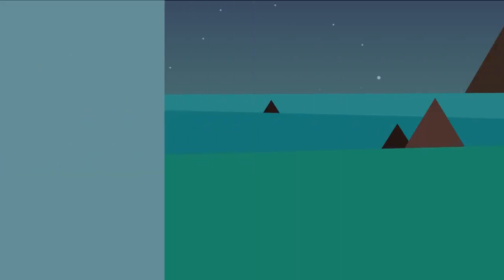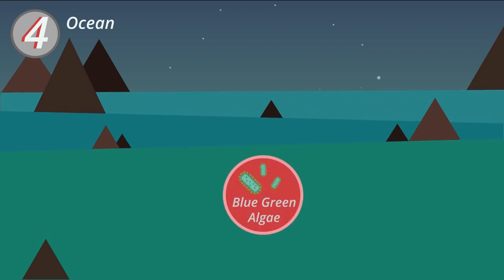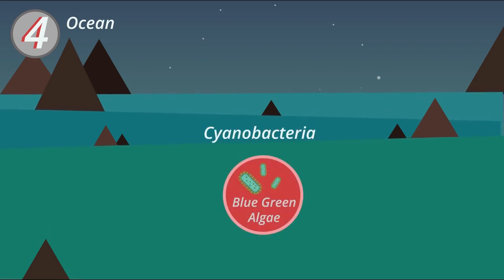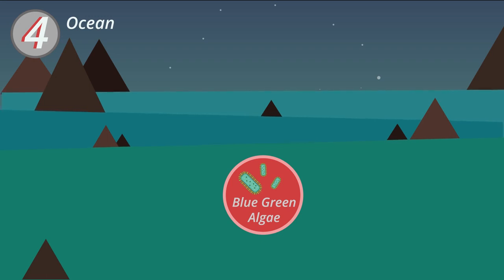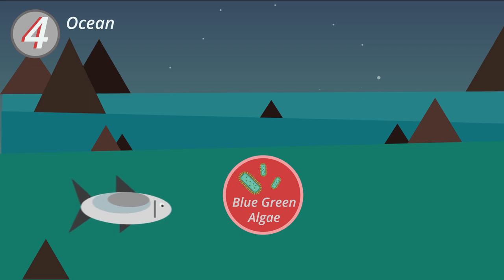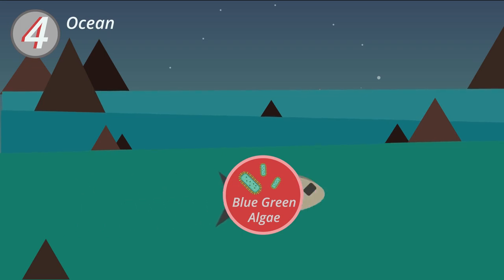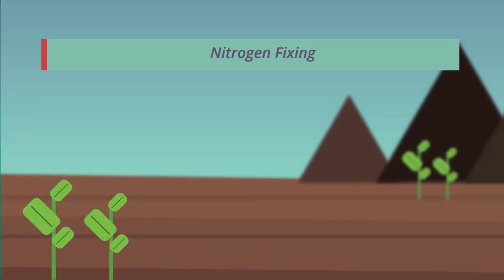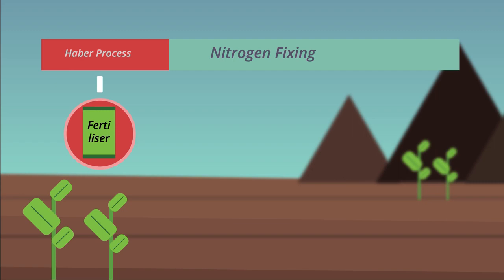And finally, in the oceans, many species of blue-green algae, also called cyanobacteria, can fix nitrogen. This then provides sources of nitrogen to aquatic animals, and the nitrogen goes around a similar cycle to what happens on land. These are the natural ways through which nitrogen fixing occurs. The Haber process, which is how fertilizers are made, makes up approximately 30% of the nitrogen fixing.